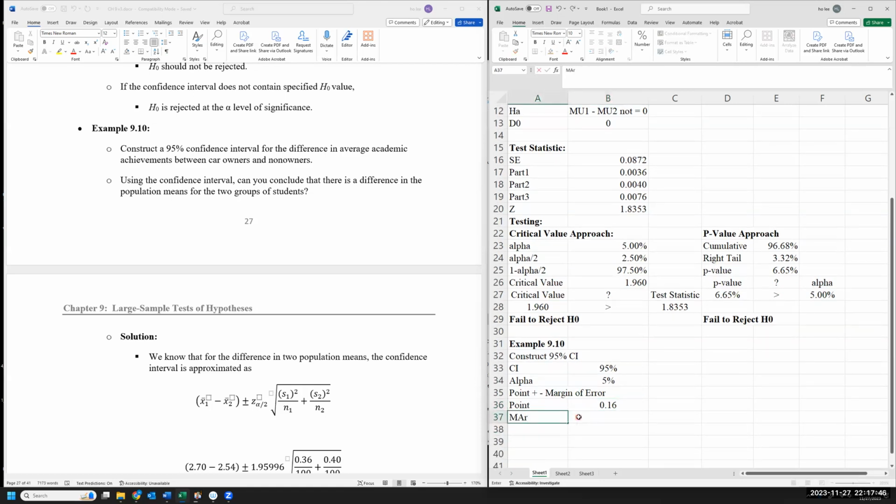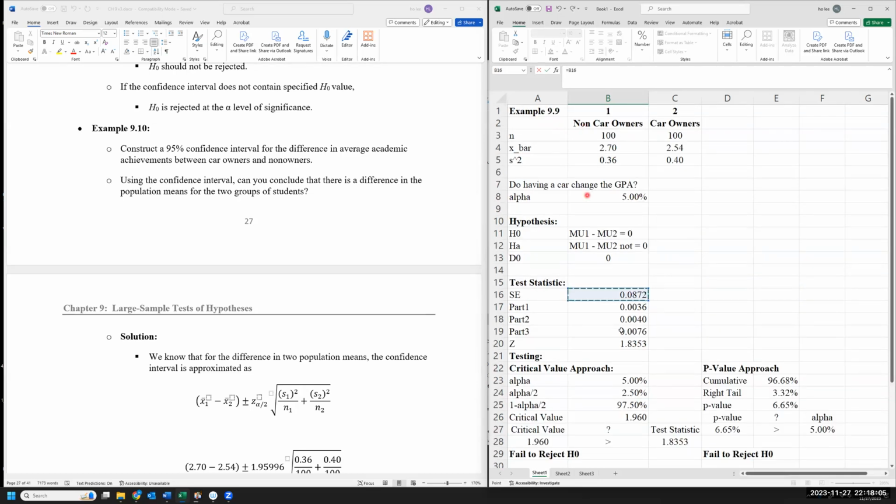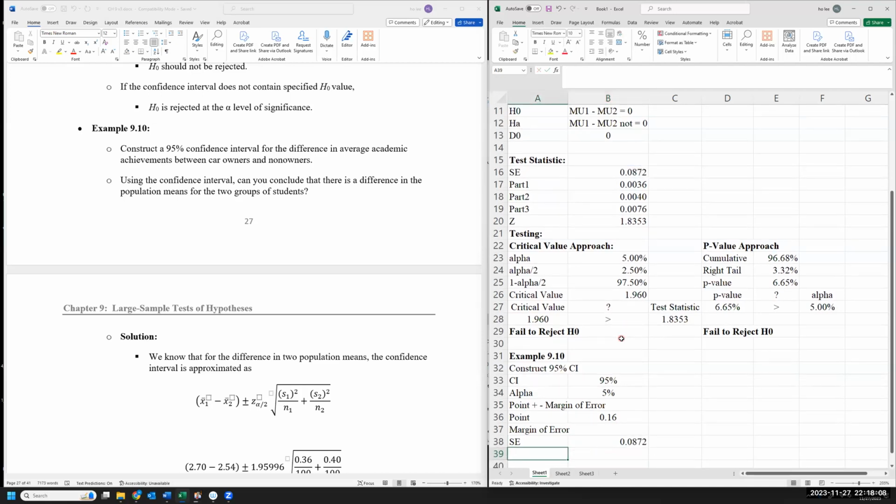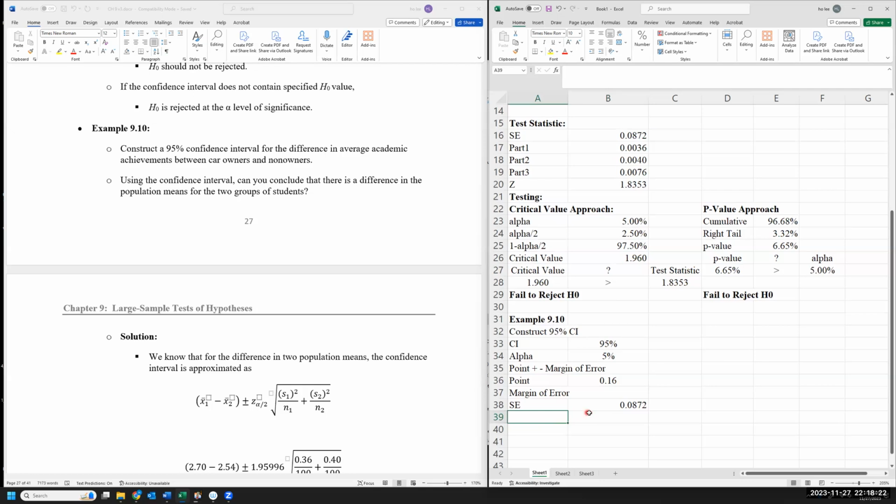And the margin of error consists of two parts, z of half an alpha and the standard error. The standard error we've already calculated. It's up here, right there. We calculated it to do example 9.9, so I'm just going to use that same standard error. And the z of half an alpha, I think we calculated that right here. It's 1.960. But let's calculate it again for practice purposes.